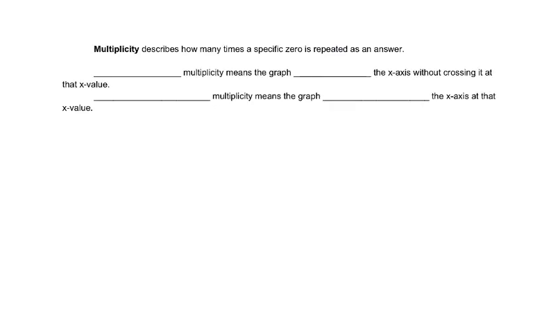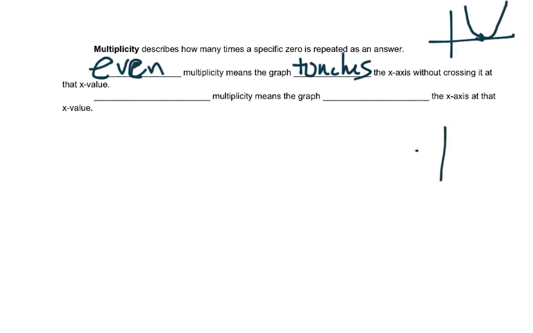Multiplicity describes how many times a specific 0 is repeated. Even multiplicity, so if an answer is repeated 2 times or 4 times or 6 times, it means the graph touches the x-axis at that spot, but it doesn't cross it. So if the x-intercept was right here, it might come down and touch it and go back up, or it might come up and touch it and go back down.